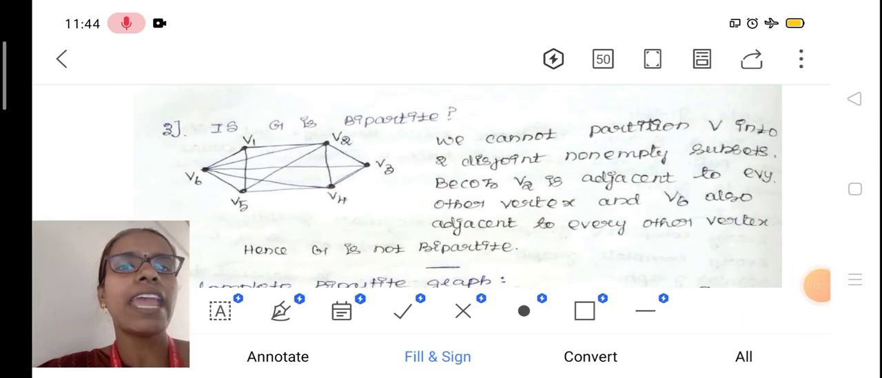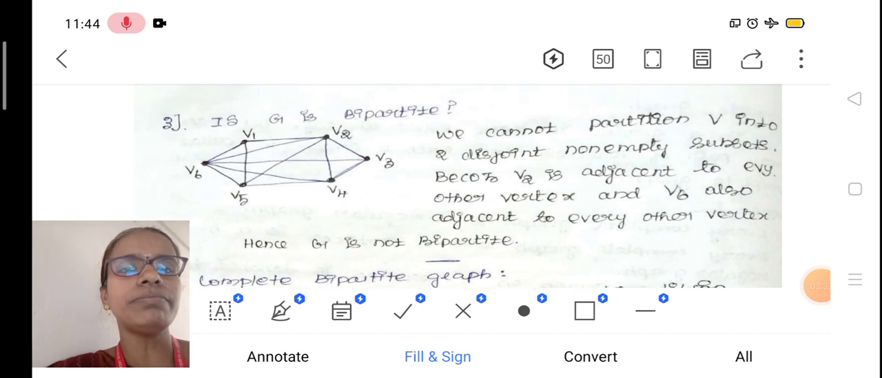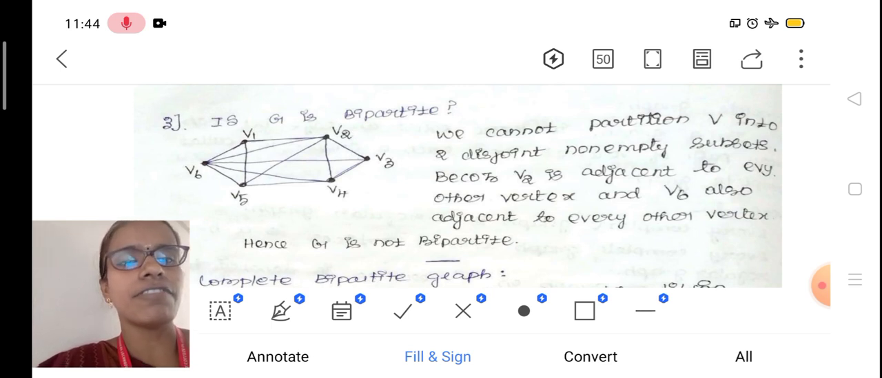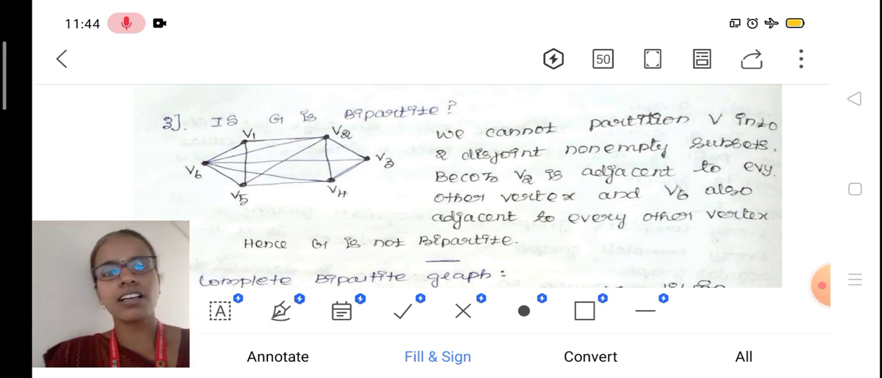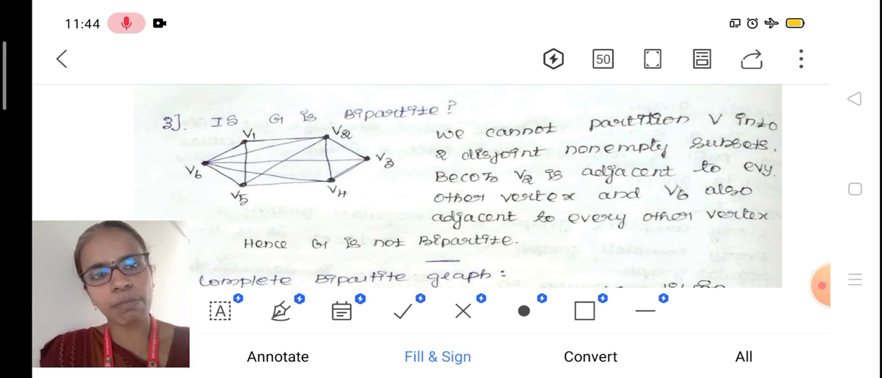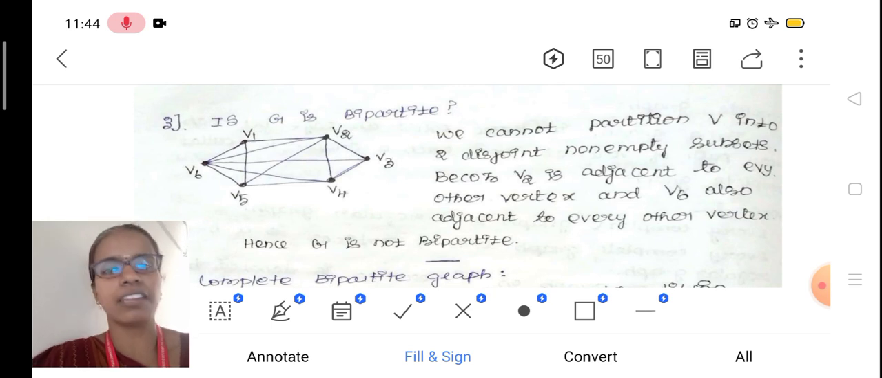Okay. And you can see this graph. Here also it is not possible to find the partition, because many of the vertices are adjacent to the other vertices. If the vertices are adjacent, then it is not possible to find the partition. If the partition is not possible, then we cannot call it a bipartite graph.